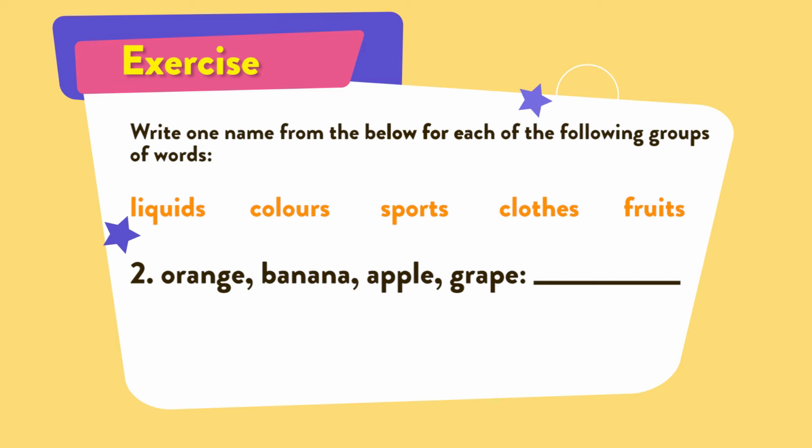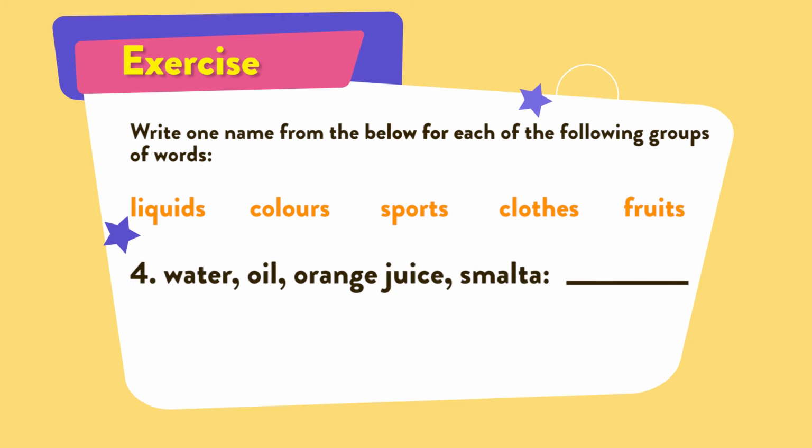Number 2, orange, banana, apple, grape. What can we classify these as? Purple, white, green, yellow. That's number 3. Choose the word that best classify these.